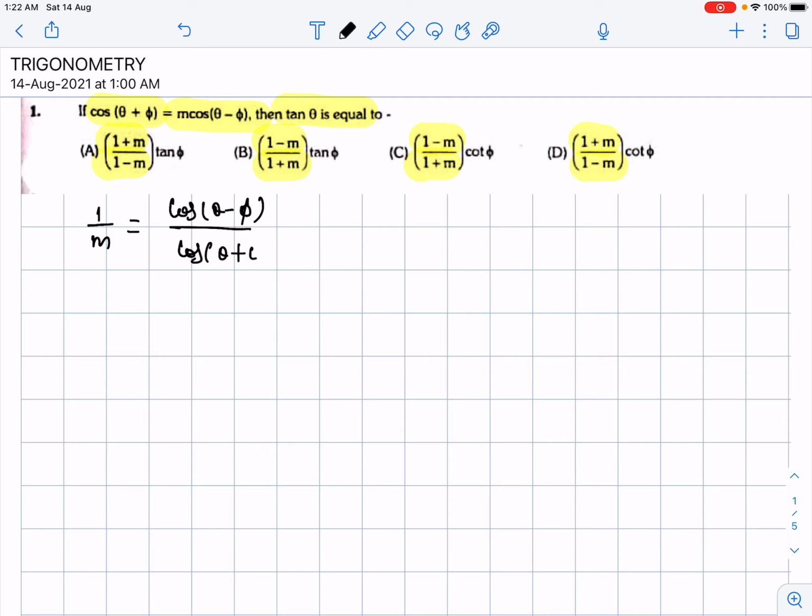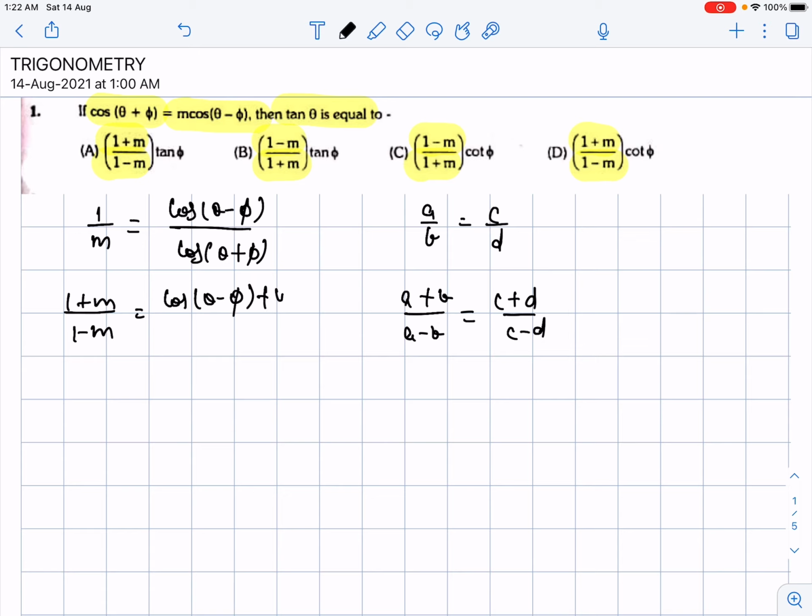Now proceeding further, if we have the form a upon b is equal to c upon d, we could write (a plus b) upon (a minus b) is equal to (c plus d) upon (c minus d). So this will become (1 plus m) divided by (1 minus m) is equal to [cos(theta minus phi) plus cos(theta plus phi)] divided by [cos(theta minus phi) minus cos(theta plus phi)].